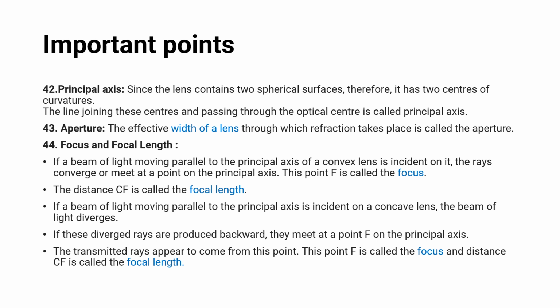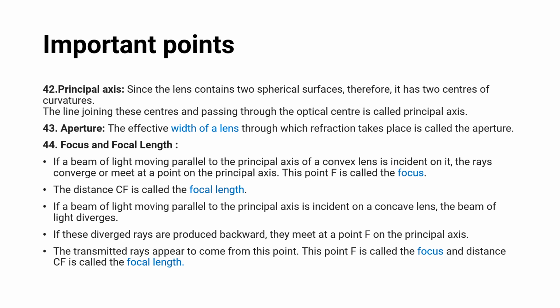Principal axis. Since the lens contains two spherical surfaces, it has two centers of curvature. The line joining these centers and passing through the optical center is called the principal axis. Aperture. The effective width of a lens through which refraction takes place is called the aperture.